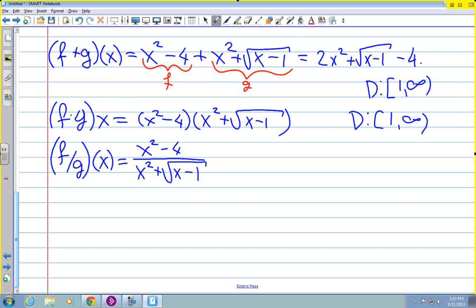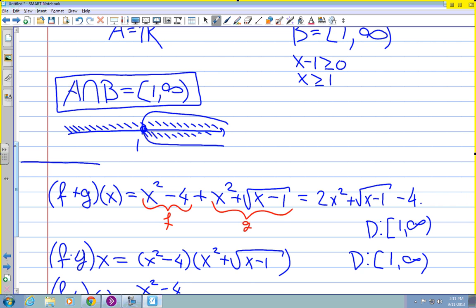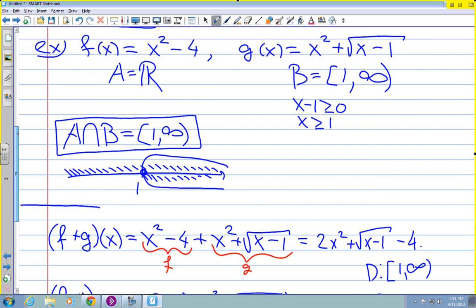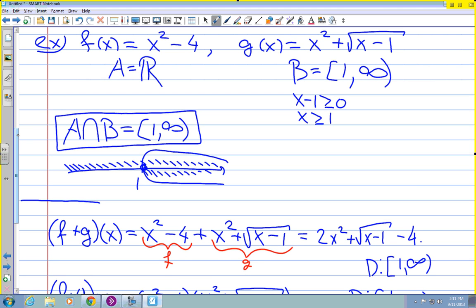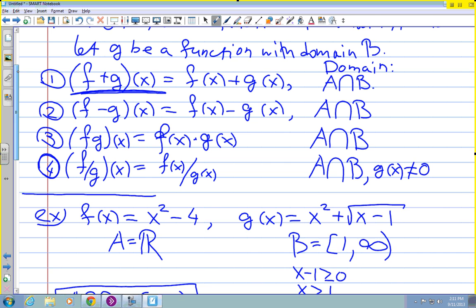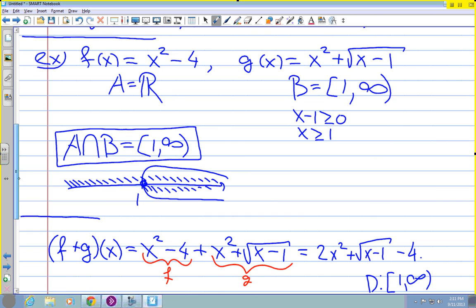But think about this. x starts at 1, right? So x squared is always positive. We already have that restriction from 1 to infinity. Where did we get the restriction? We talked about it 10 minutes ago, when we did the intersection. So we know that because all of them will have that intersection for the domain. That's why we did the intersection first.